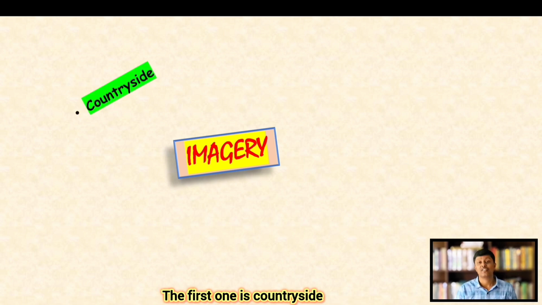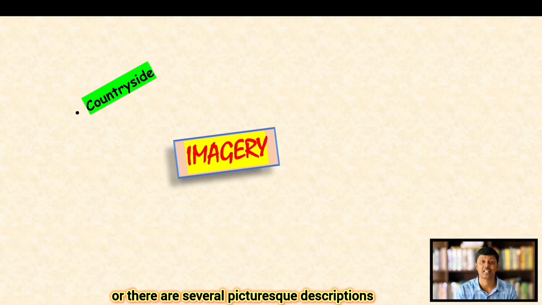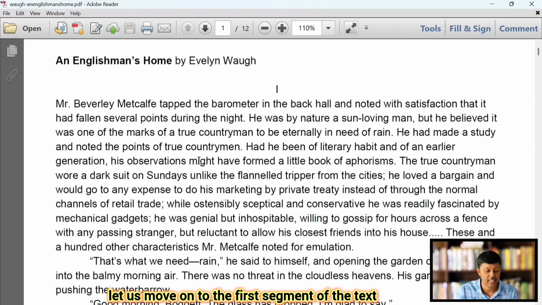Now, in case of imagery, there are several. The first one is the countryside. There are several picturesque descriptions of the countryside. For example, let us move on to the first segment of the text.